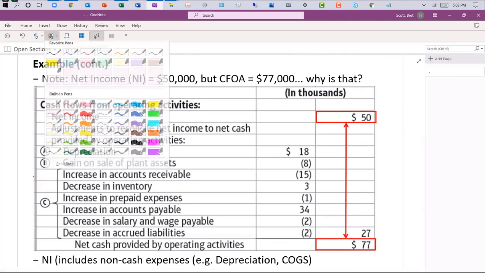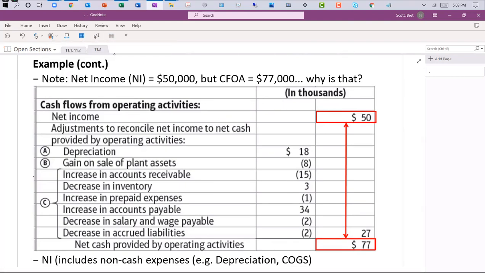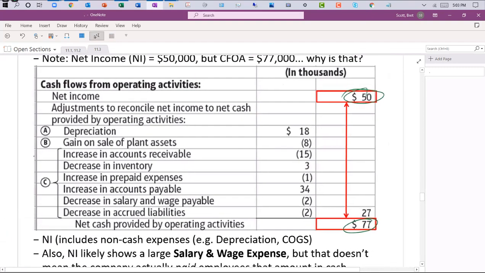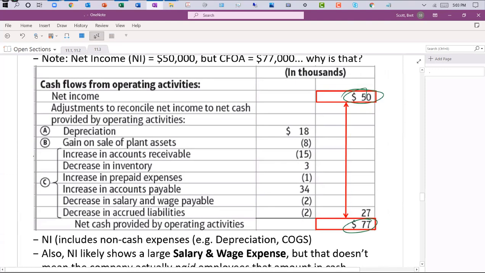By the way, when we look at the $50,000 net income and the $77,000 cash basis net income, why are they different? They're always going to be different, and they're different for a variety of reasons. One of the reasons why net income might be lower than cash basis net income is because depreciation is always something that we see on the income statement that doesn't affect cash.